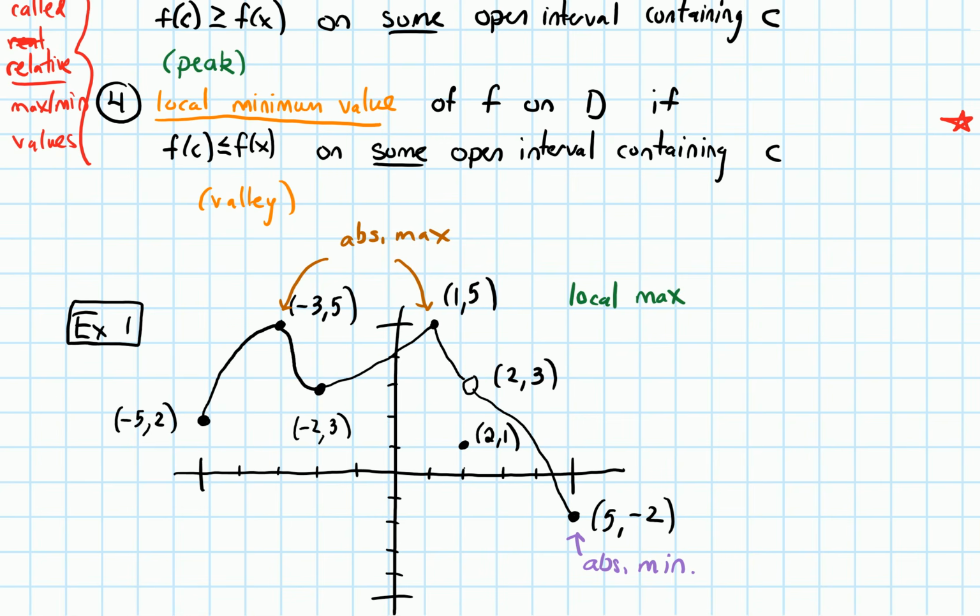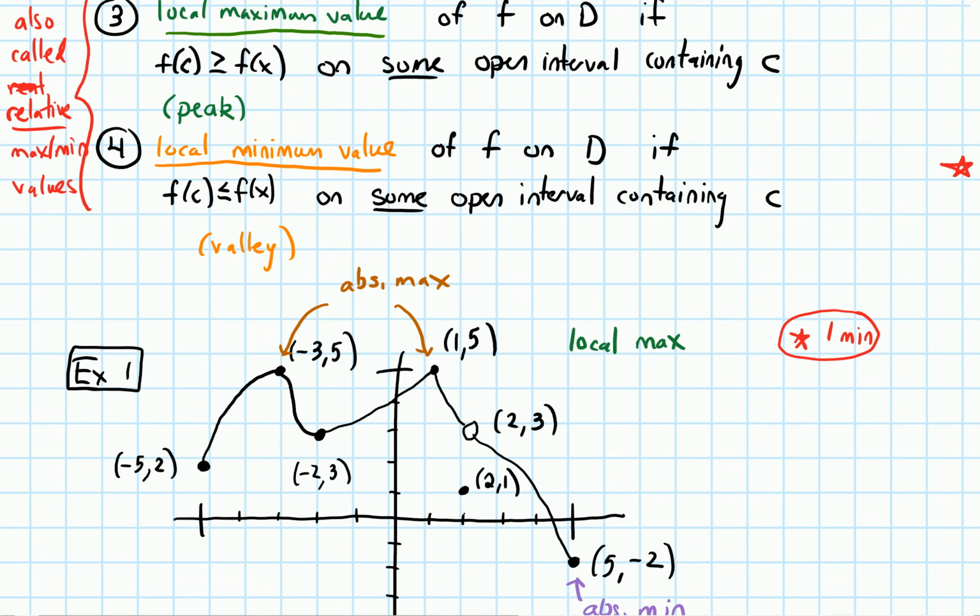Okay, so for local max and local min, pause the video for about 1 minute and see if you can label where those would be using our definition of local max and local min. Remember, these don't have to be the very highest point on the graph or the very lowest point on the graph. They just have to be higher for local max than the points immediately around it on some open interval, and similarly for local min. So pause the video for a minute to try to label the local max and local mins.